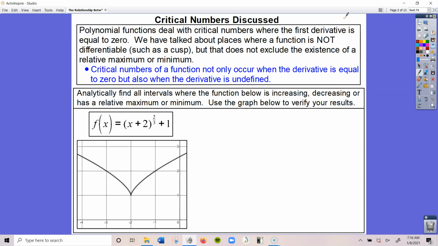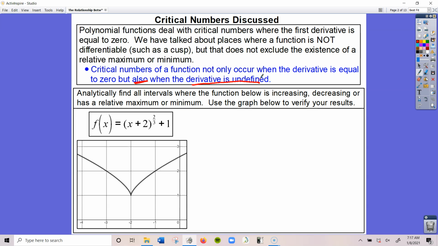Now, critical numbers occur when the first derivative is equal to 0, and that we know. And we have talked about places where a function is not differentiable, such as a cusp, but that does not exclude the existence of a relative maximum or minimum. So it's important to note that critical numbers of a function not only occur when the derivative is equal to 0, but also when the derivative is undefined. So even though we may have a cusp at a particular x value, it could still be considered a critical number because it could be a maximum or a minimum, regardless of whether it is a cusp or not.